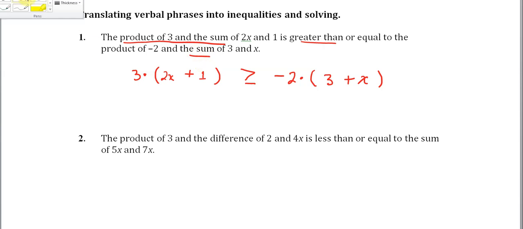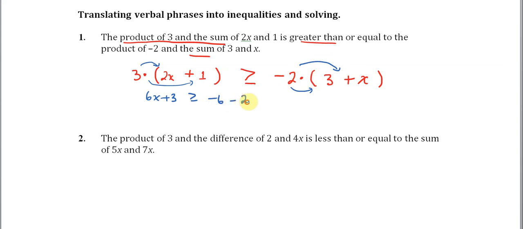And now we can solve, just as we did before. So we're going to distribute 3 times 2x, so that gives us 6x. 3 times 1 is going to give us 3, is greater than or equal to -2 times 3 is -6, and then -2 times x is -2x.